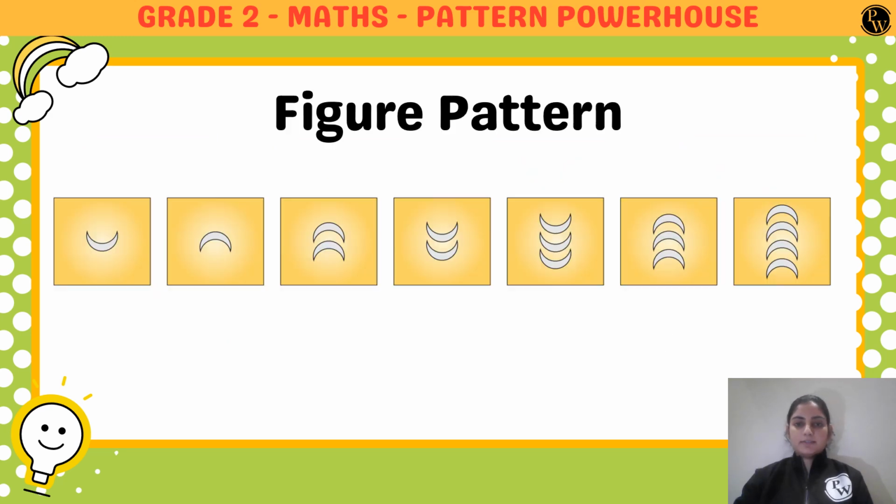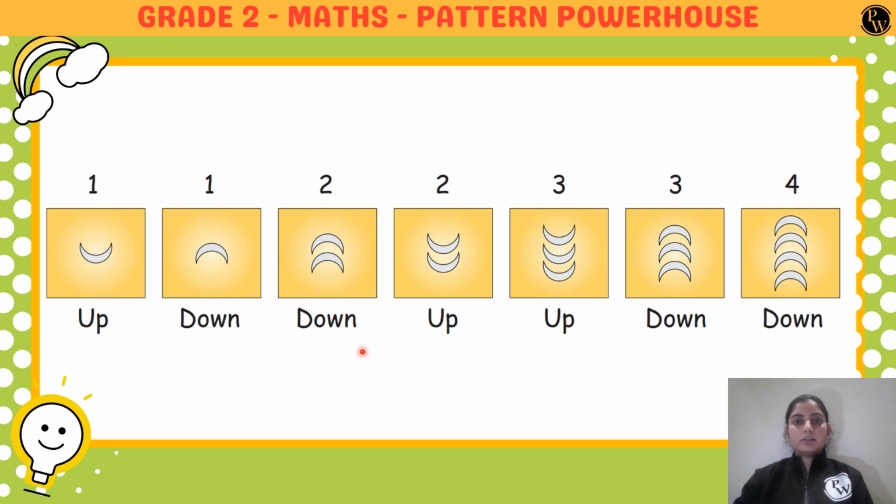Now let's move to understand what a figure pattern is. Here we have a shape that looks like a moon, right? We can see it is looking in the up direction. The same moon is looking in the down direction. Now the moon is looking towards the down, but the count has been increased, right? And in the second box, the same count is there, but the direction has been changed. So let's understand and write it this way.